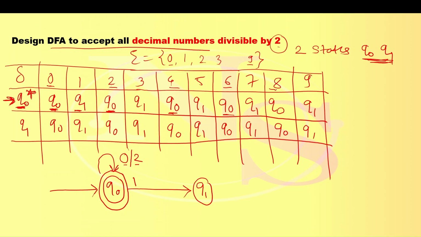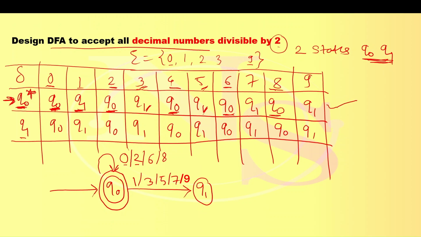As we are familiar with the decimal system, Q0 is reading all even numbers 0, 2, 4, 6, 8. You can verify this in the table. For 0 going to Q0, for 2 going to Q0, for 4 going to Q0, for 6, and similarly for 8 going to Q0. For other numbers, Q0 reading 1 going to Q1, for 3 going to Q1, for 5 going to Q1. So here will be 1, 3, 5, 7 and 9. So the first row is completed.